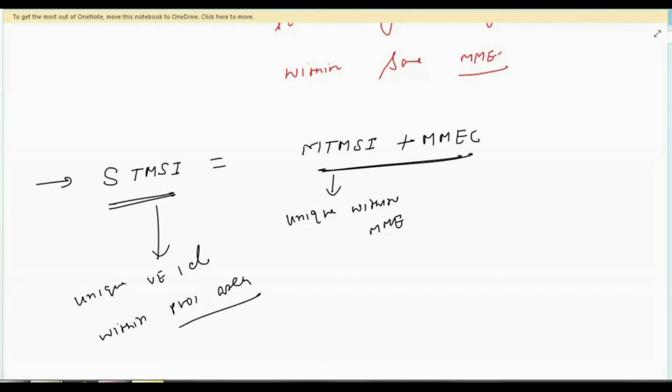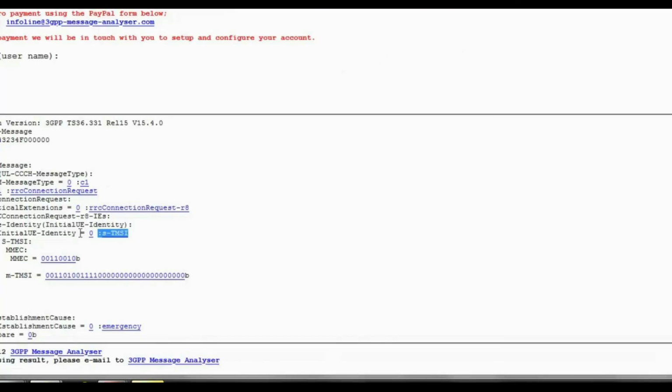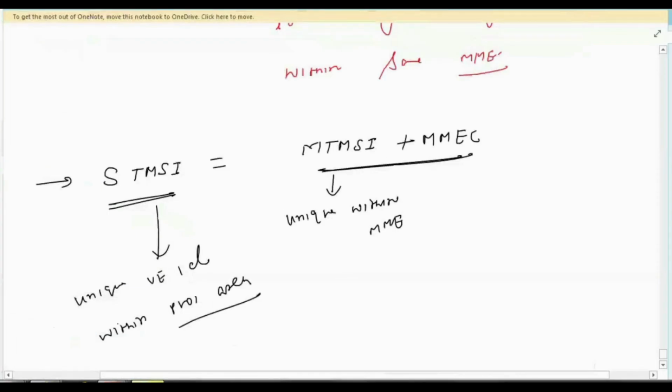That is the reason. Now look here, what is written inside the STMSI: both the MME code and the MTMSI are there. Later we'll see how they take this value, which we'll see when we discuss the attach procedure. So that is another identity of the UE. First the MTMSI, second the STMSI.